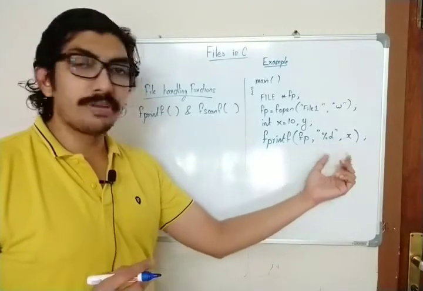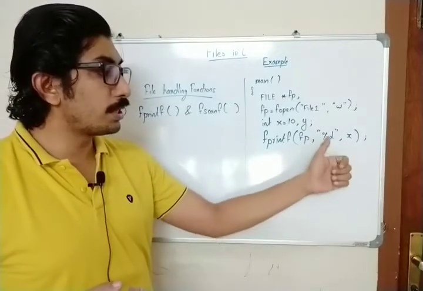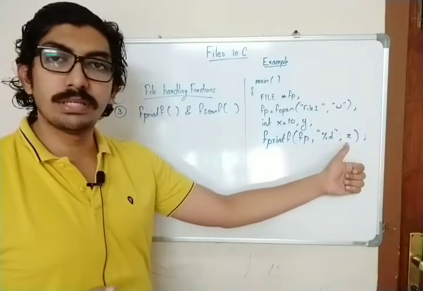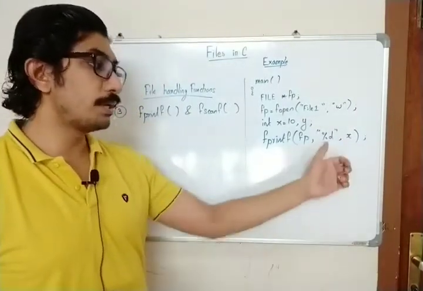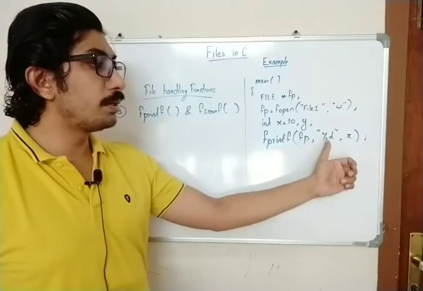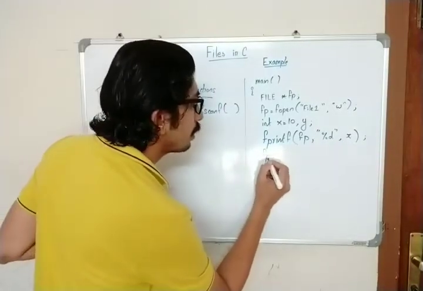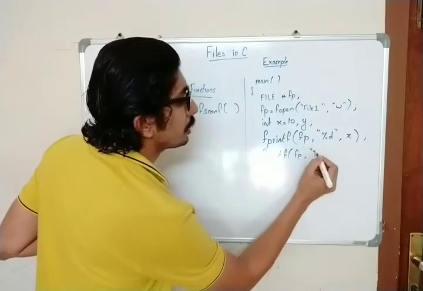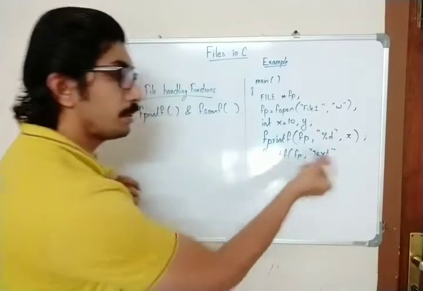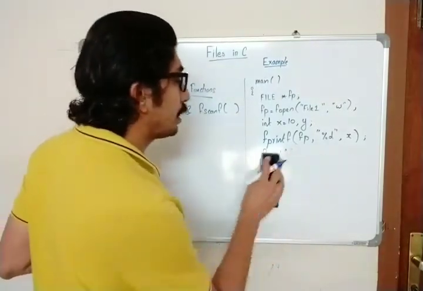Suppose you have multiple variables, say you have to store two integers, you can write %d, comma x, comma y. It is also possible. If you have to store a string, you can use fp, comma %s, comma variable name, or directly you can use fprintf fp, comma the text to be written. Suppose it is a string, you can directly write it like this. So these are possible with fprintf.